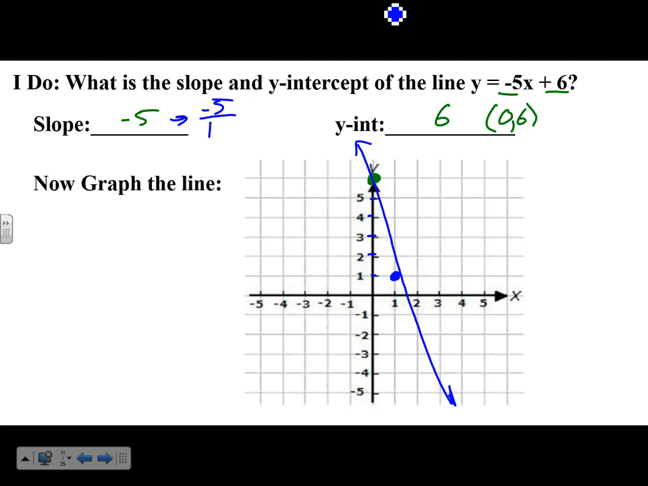Now remember, if your slope is down 5 over 1 to the right, that's the same thing as if you go up 5, 1, 2, 3, 4, 5, and over 1 to the left. See how that's the same line.